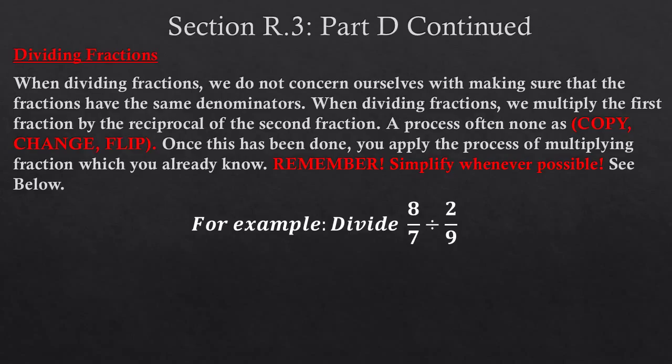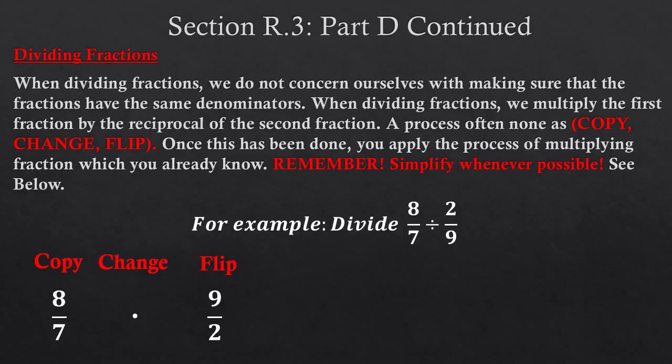So first step in the process, copy, change, flip. So what we've done here was we've copied the first fraction down again, which was 8 over 7. We've changed the sign from division to multiplication, and we flipped the second fraction from 2 over 9 to 9 over 2. And therefore we are going to multiply straight across.